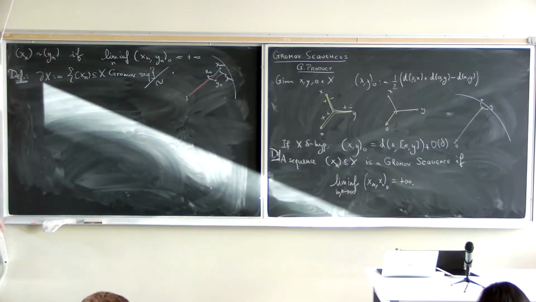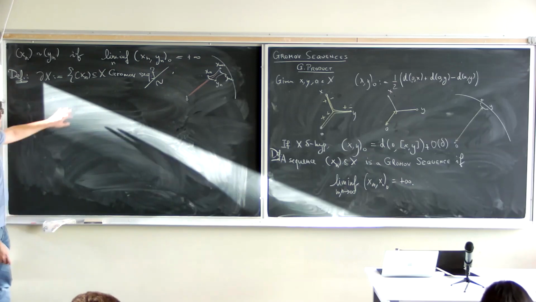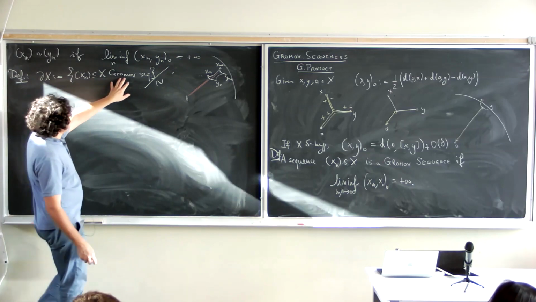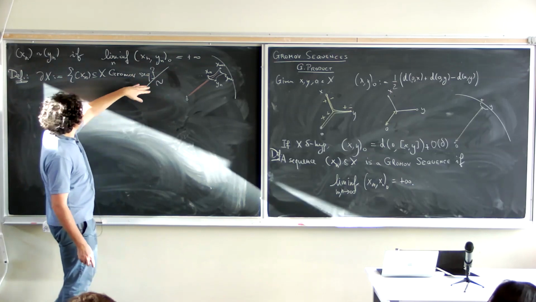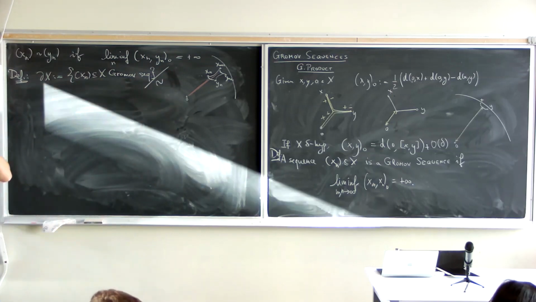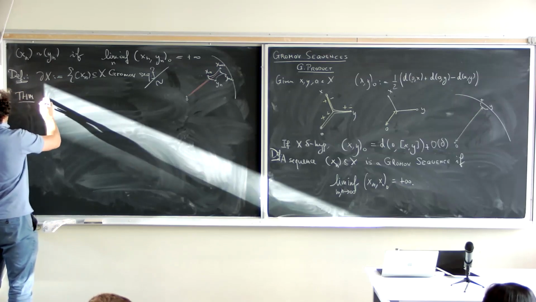This space looks much bigger and scarier, because you're looking at the space of all sequences, so maybe it's really a lot. But it turns out it does not really contain many more points, and it is more flexible when you don't have geodesics to play with. In fact, even if the space is not geodesic, you could still give this definition. So the theorem is that the boundary of X is a metrizable space.